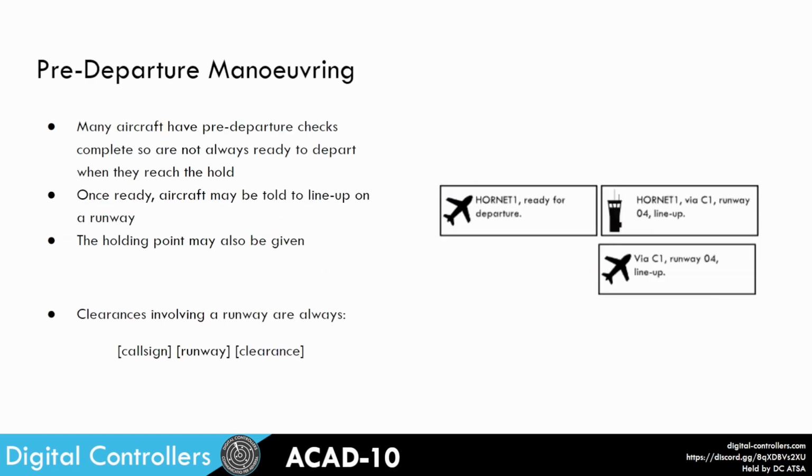Before aircraft actually depart and they are still holding short, many aircraft have departure checks to complete, so are not always ready to depart once they reach the hold. They will often indicate that they are ready by calling ready for departure. If you give them a clearance or an instruction and they say that they are not ready for it, you can also tell them to report ready for departure.